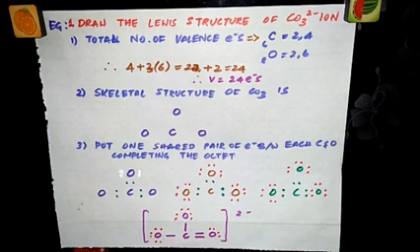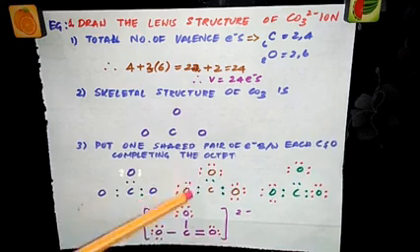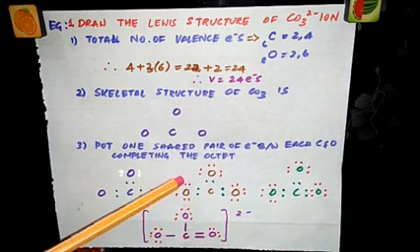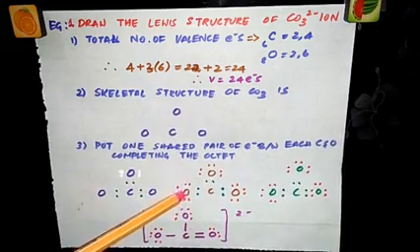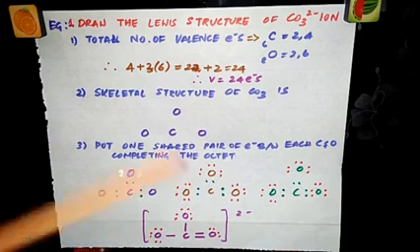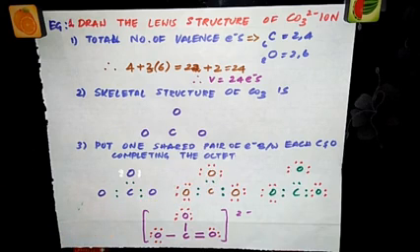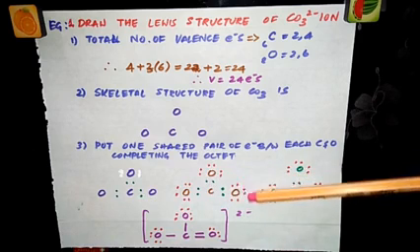Now after this step, you have to complete the octet for the outer atoms. So for oxygen, you complete the octet. So look here, already we have placed 2 electrons between this oxygen and carbon, and you have to put 6 more electrons to complete the octet for this oxygen. Same way, put 6 more electrons. So 1, 2, 3, 4, 5, 6, 7, 8 electrons. So octet is complete for that oxygen also. And in the same way, complete the octet for this oxygen also, placing the electrons.